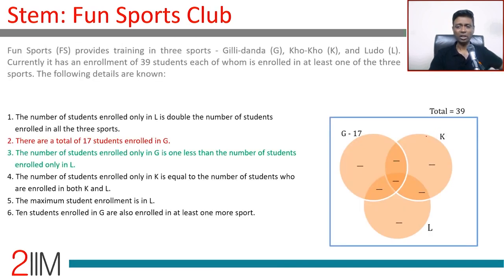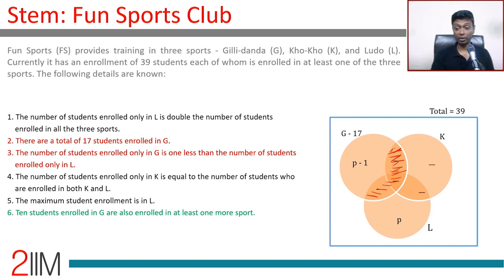Jump in. One specific constraint in this list is that the number of students enrolled is 17. That is obvious. The number of students enrolled only in G is 1 less than the number of students enrolled only in L. So if this were x, this will be x minus 1. And so p minus 1. 10 students enrolled in G are also enrolled in at least one more sport. So that means all these put together add up to 10.